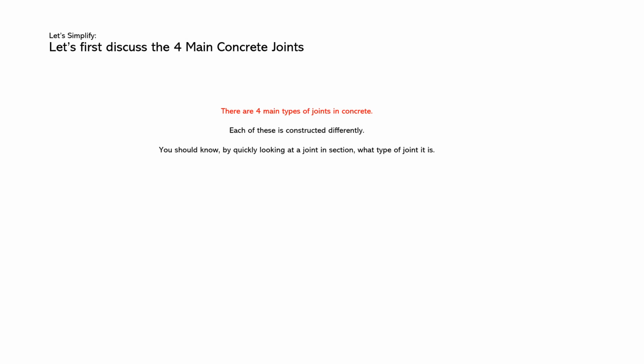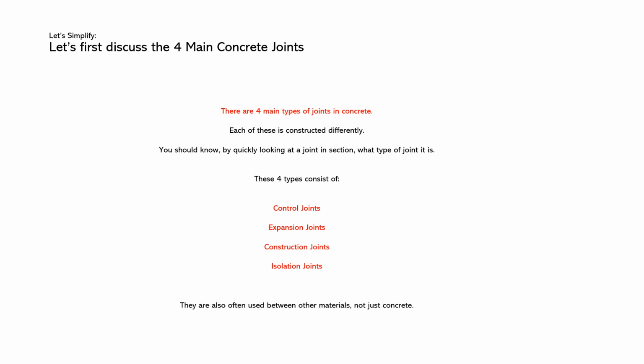So the 4 main concrete joints would be control joints, expansion joints, construction joints, and isolation joints. You should know by quickly looking at a joint section what type of joint it is. But these 4 types of joints are also used in other materials, not just concrete, just so you know. So let's start with control joints.